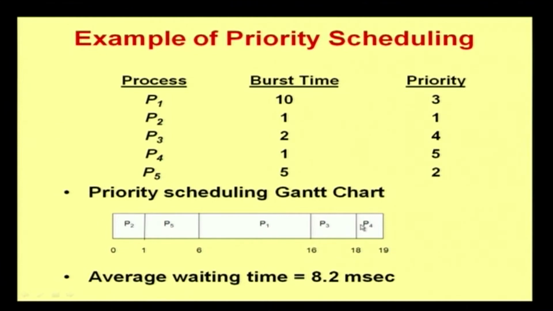When you take the average waiting time, you can calculate it as: 6 is the waiting time for process P1, so 6 plus 0 plus 16 plus 18 plus 1, divided by 5, because you have 5 different processes. When you calculate, you get 8.2 milliseconds. So this is an example of priority scheduling.